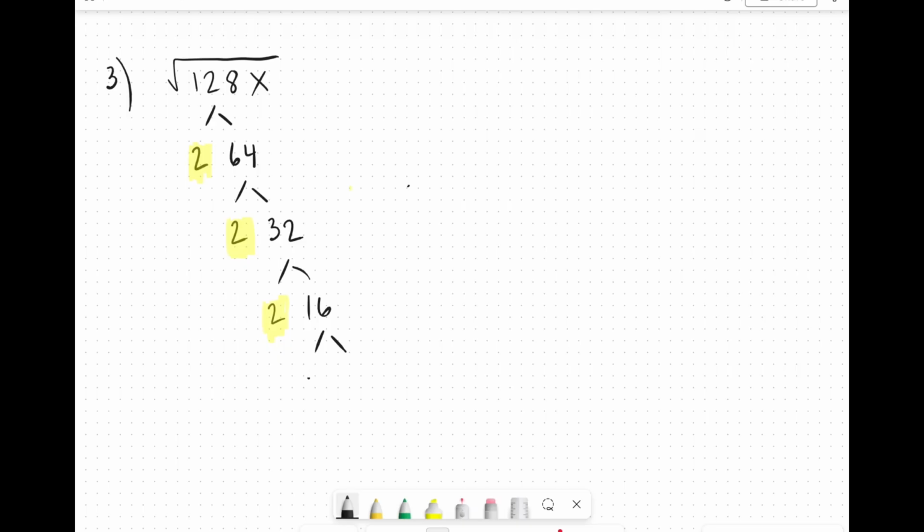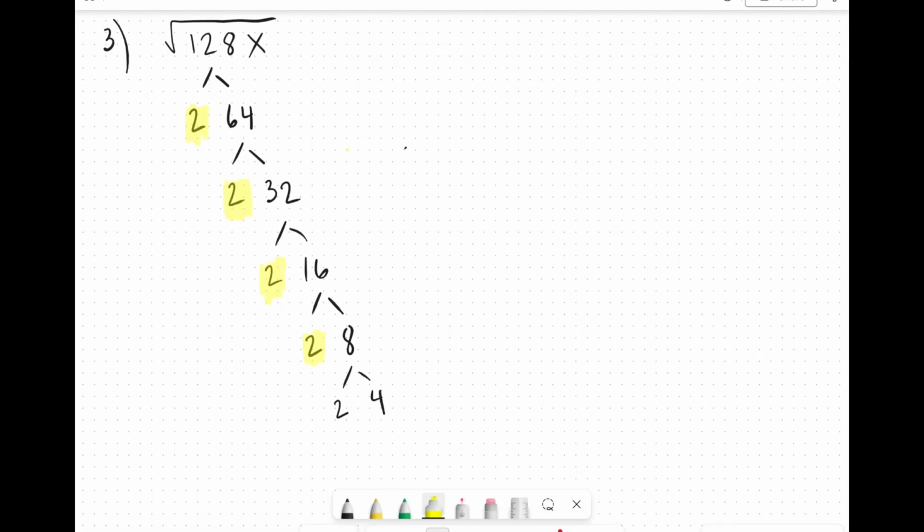For 16, it's 2 and 8. This 2 cannot be broken down anymore. This 8 is 2 and 4. And then finally, 4 is 2 times 2. And that is your breakdown for 128.